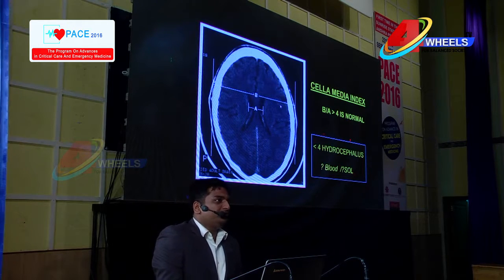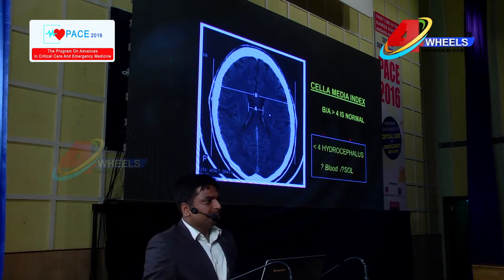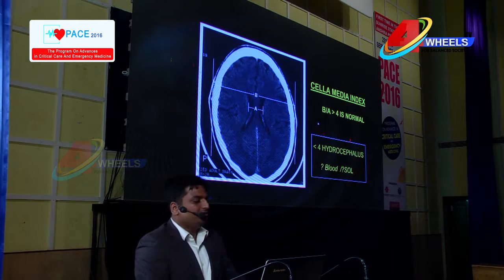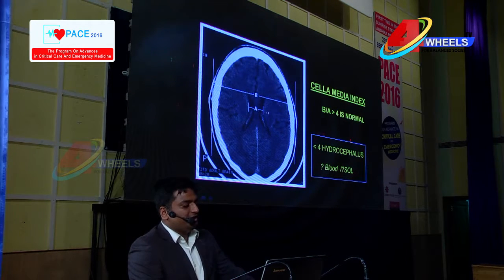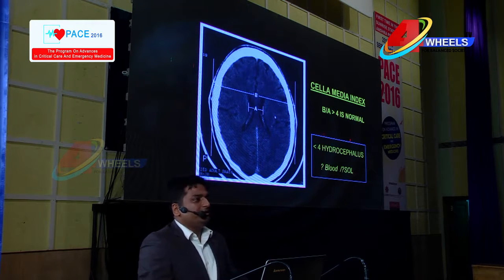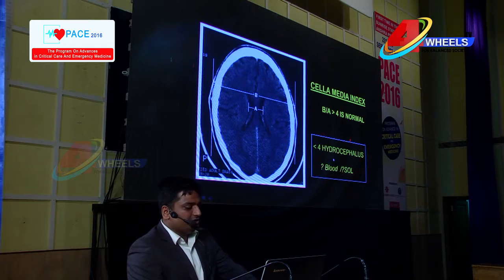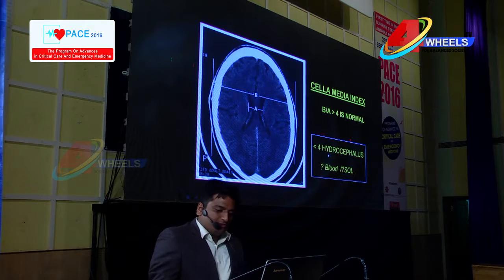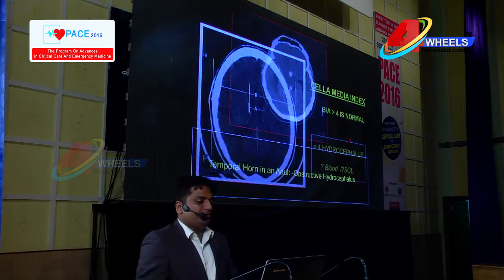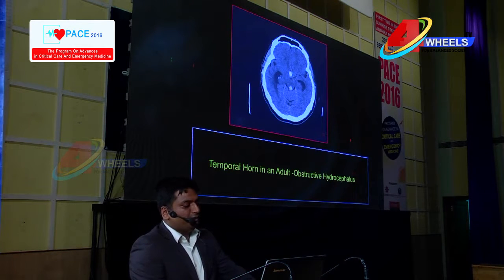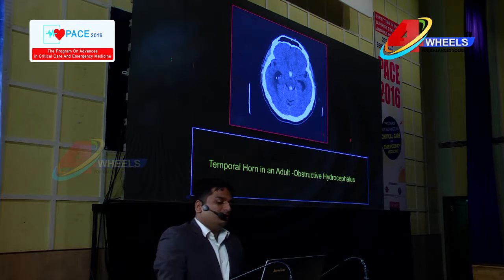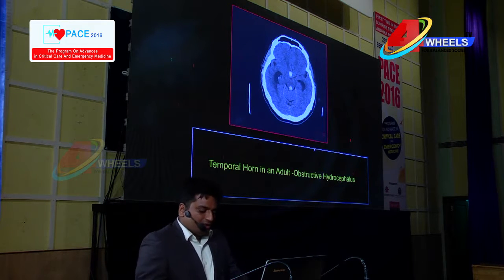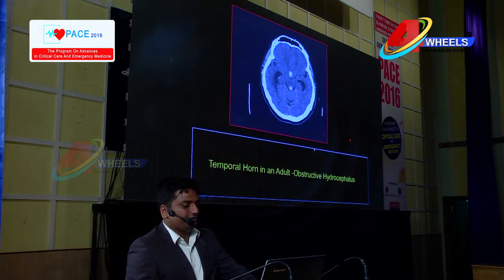Say the B diameter is 10 and A diameter is 2. So 10 by 2 is 5. So it is normal. Suppose A keeps increasing, suppose A is around 5. So 10 by 5 will be 2. Definitely there are pathologically dilated ventricles, so you should look for either blood or SOL. Now if I see a temporal horn, usually temporal horns of the lateral ventricles are not seen. Usually these are again comma-shaped structures on the temporal lobe. So if I see this, that indicates that it has an obstructive hydrocephalus.